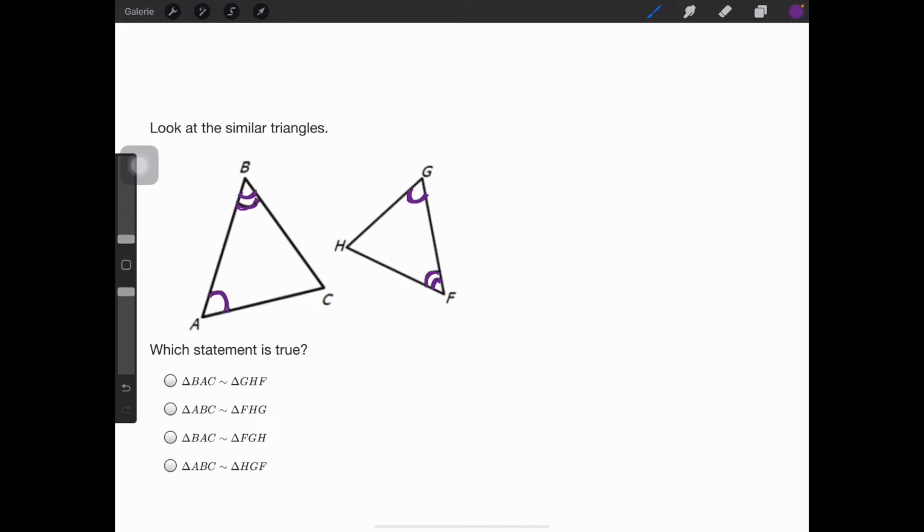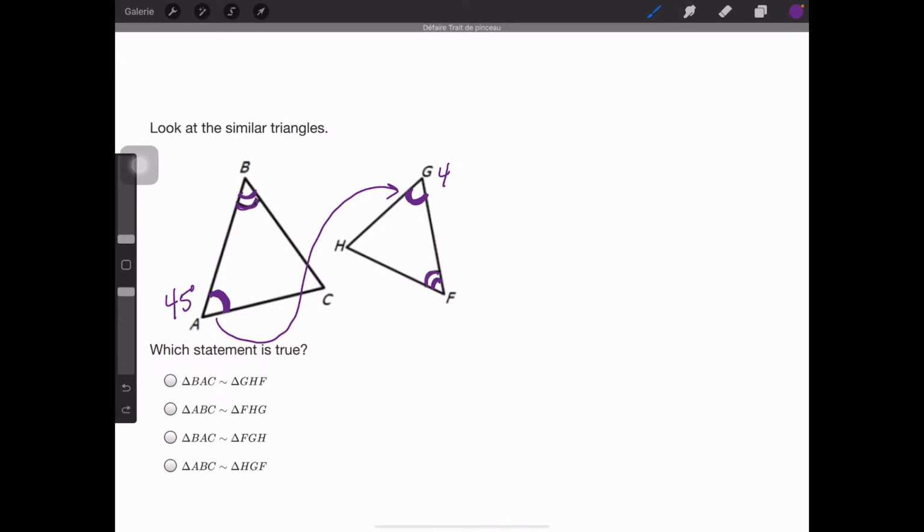The number of arcs are telling me that angle A is the same as angle G. So if the number of arcs matches, for example, between A and G, that means that those angles are the same. So for example, if angle A were 45 degrees, I know that any angle with one arc, with one line in the corner, will also be 45 degrees. That's an example. In this case, we don't know how large the angle is, but that's just an example.